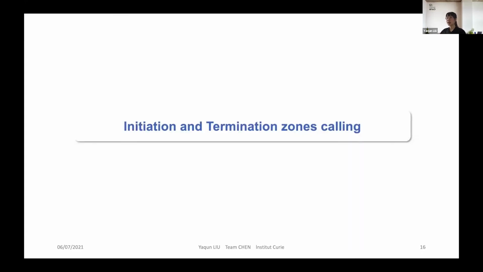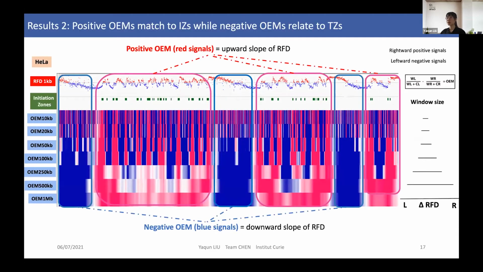And then for the initiation and termination zone calling step. This figure shows us the RFD and also the corresponding initiation zones, the IZs, detected by the HMM, and also the heat maps of OEM from 10 KB to 1 megabase window size. And we can clearly observe that the positive OEM, you can see that in the red box, just matches the IZs, while the negative OEMs in the blue box are related to the TZs, which allows us to directly visualize the IZs and TZs from the IGV.